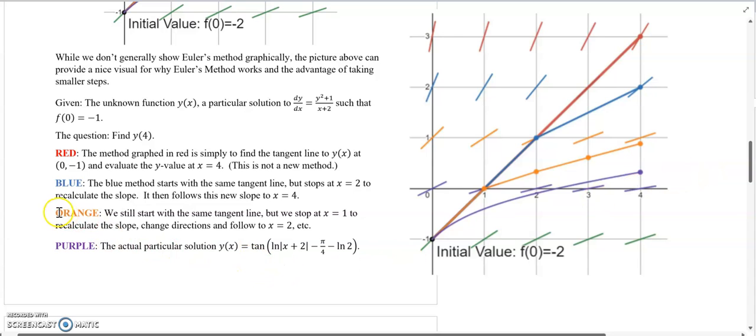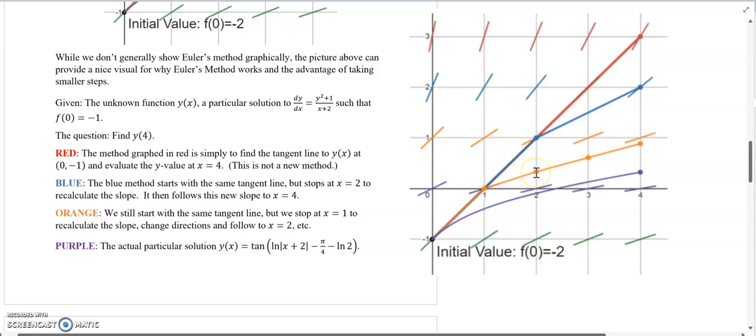And you can see that the orange method, which is going to take 4 steps instead of 2 steps, and these steps are smaller still, is going to be even better. We're going to recalibrate our slope every time our x value increases by 1. So once again, we start at the initial value of (0, -1). Once again, we follow that slope of 1 to get to this point right here. And now we say, well, by the time we get to x equals 1, we definitely have a new slope. So we'll recalibrate earlier and head off in this direction. I think this is the slope of 1/3.